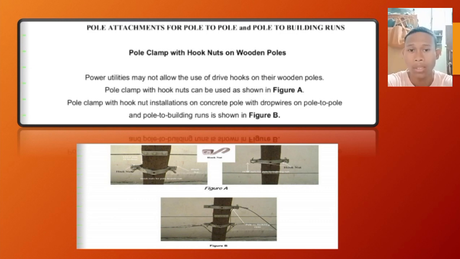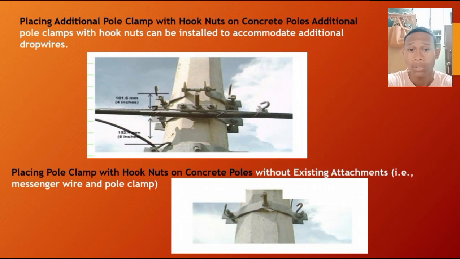So next is pull clamp with hook nut installation, the concrete pole with drop wires on pole to pole and pole to building runs shown in figure B. Makita sa diha sa figure B ang picture sa B. Additional pull clamps with hook nuts can be installed to accommodate additional drop wires.